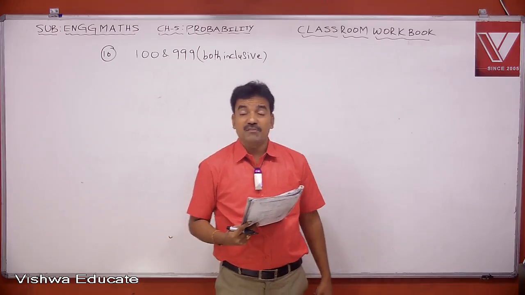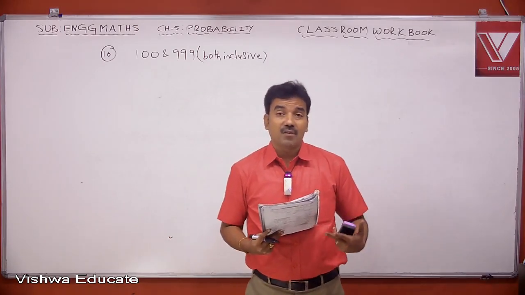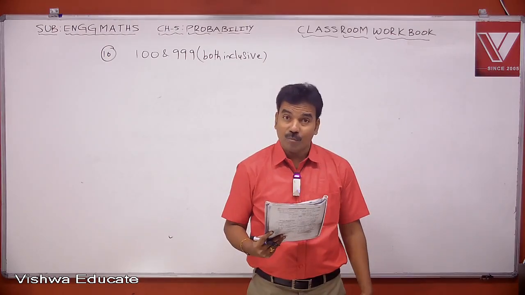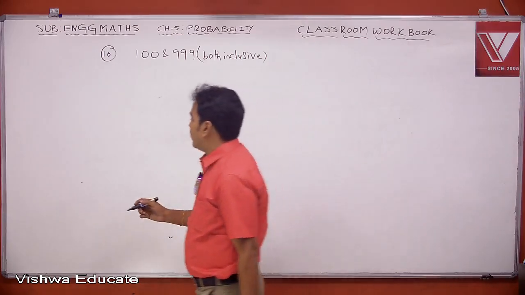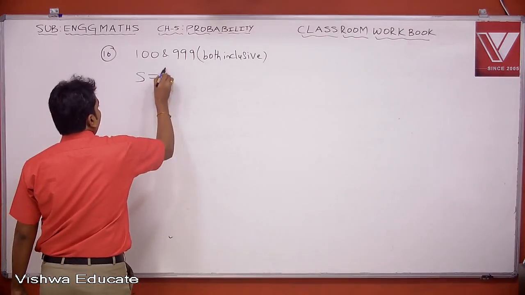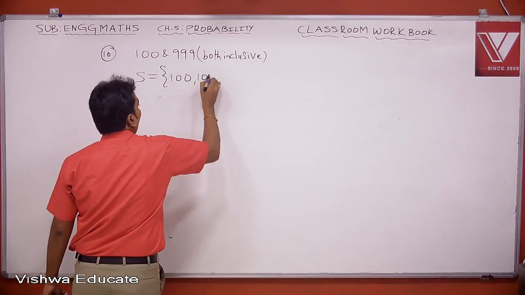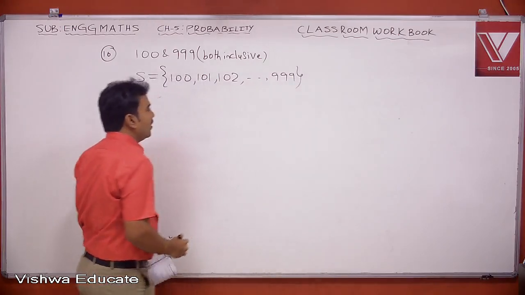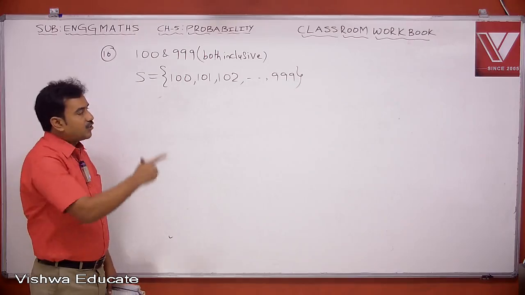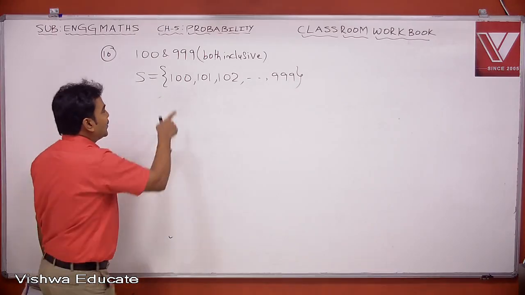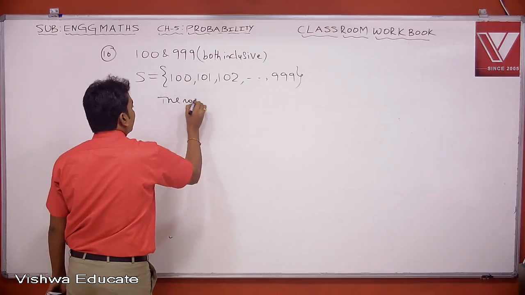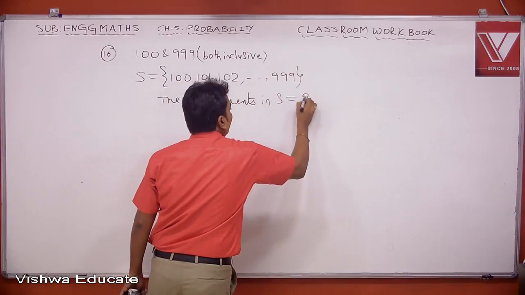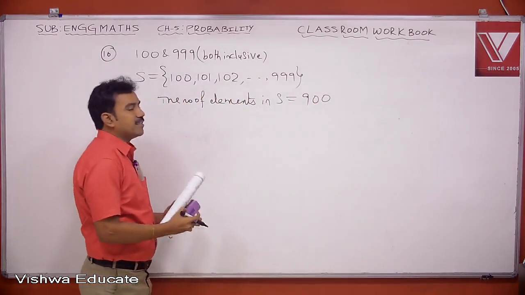Generally, when you say numbers between X and Y, X and Y may not be included. But here they mention very clearly that you can take 100, you can even select 999. Now let us see. The sample space S is 100, 101, 102 and so on up to 999. Now how many elements are there in S? Everything is a 3-digit number. So the number of elements in S is 900.